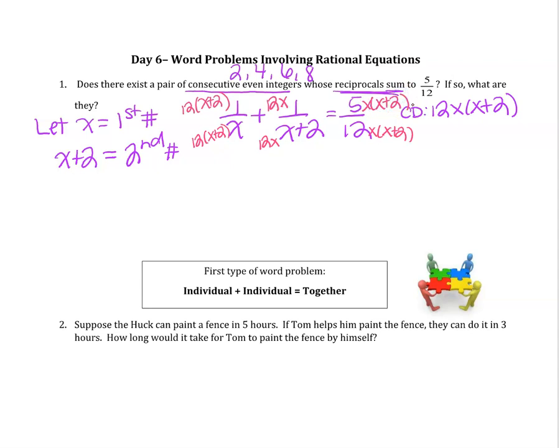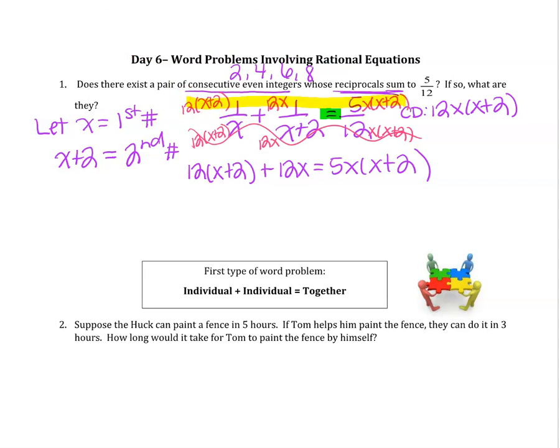Now, once you have decided on your common denominator and adjusted all your numerators, when the problem equates, you can drop the base and solve the numerator. So you have 12 times (x plus 2) times 1 plus 12x times 1 equals 5x times (x plus 2). So again, I just looked at my numerator there. So let's go ahead and solve.